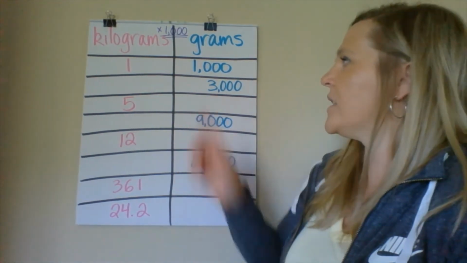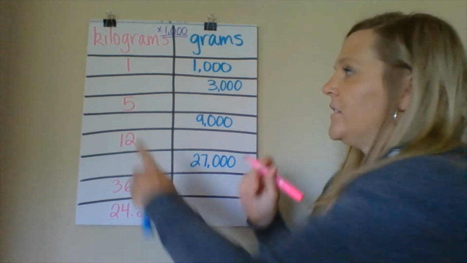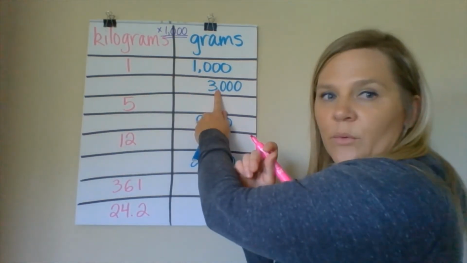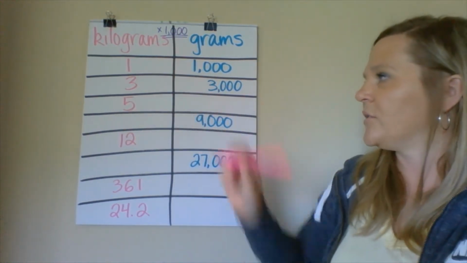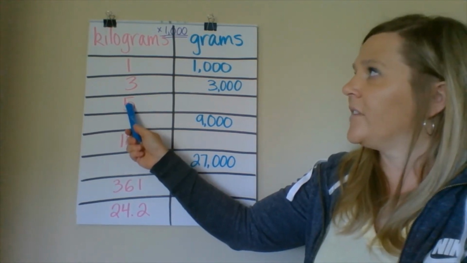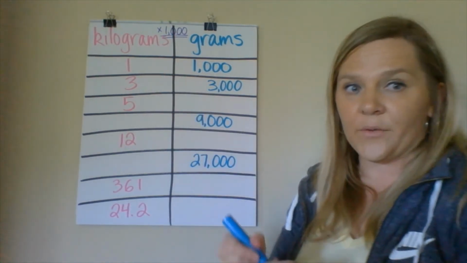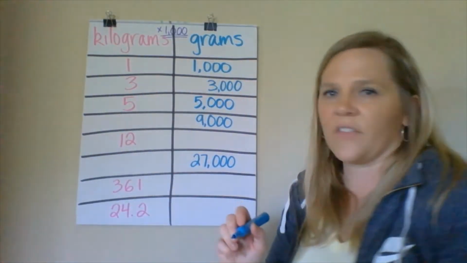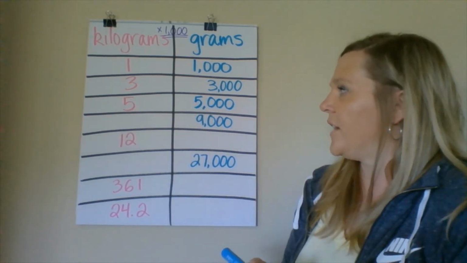Okay, how about 3,000 grams? How many kilograms would 3,000 grams be? Something times 1,000 equals 3,000. Are you thinking 3? If you are, you would be correct. 3 times 1,000 is 3,000. Moving on to the next one. 5 kilograms is equivalent to how many grams? So we do 5 times 1,000, which would be, everybody say it with me, 5,000. Okay, so 5 kilograms equals 5,000 grams.